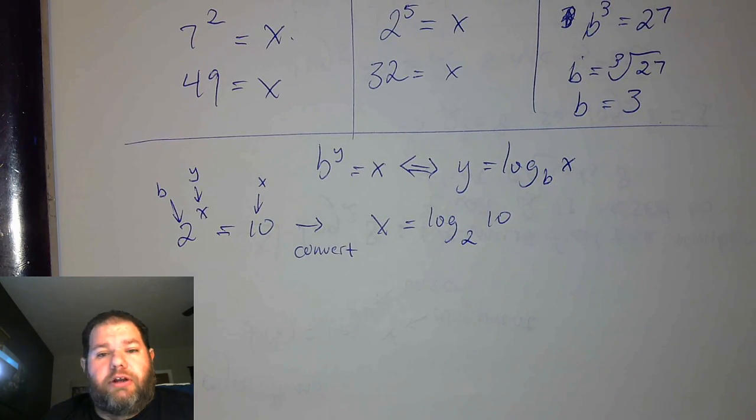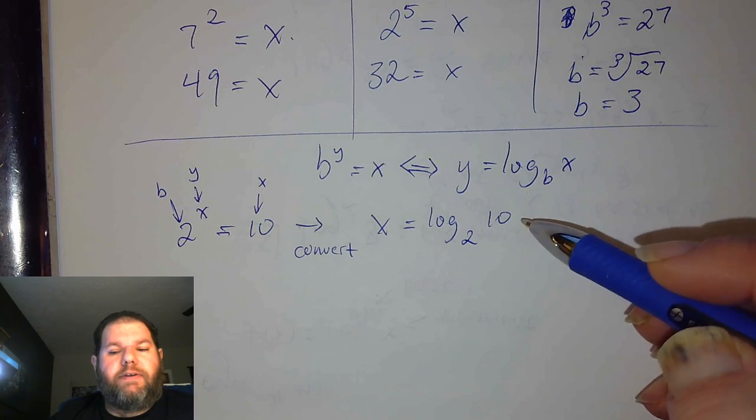In this one, we don't actually know what that value is. It's somewhere between 3 and 4 because 2 to the third is 8, 2 to the fourth is 16, and 10 is between 8 and 16.